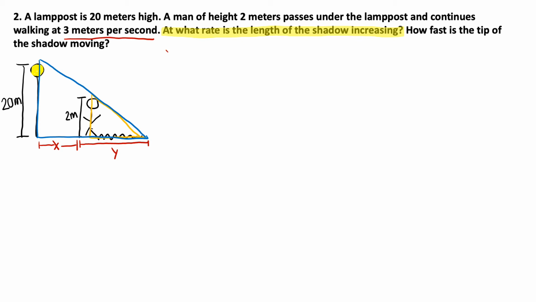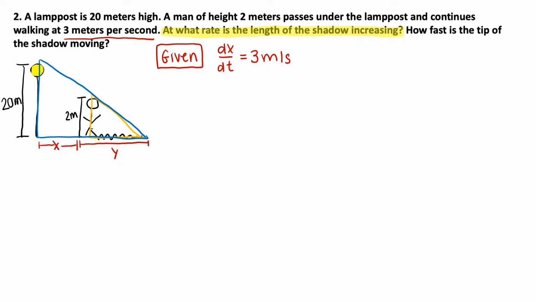So what they're telling us, what is given, is that as he continues to move, what's actually changing is that x value. So dx/dt, the distance between him and the lamp, is equal to 3 meters per second. And at this time, I think that's pretty much all we know. Okay, here we go. Let's look. We want to know at what rate is the length of the shadow increasing.